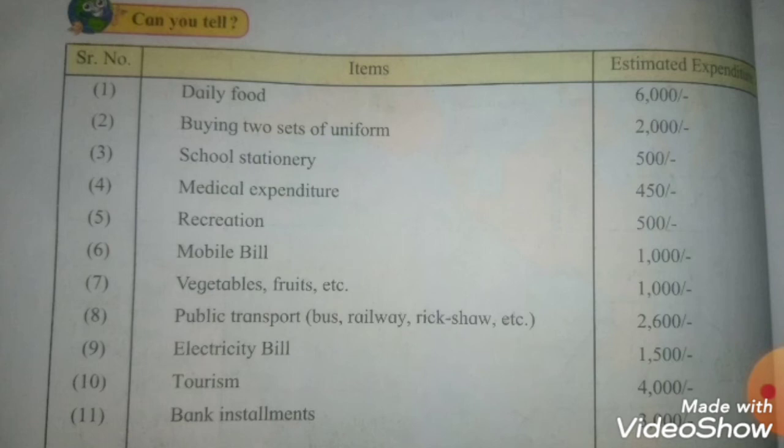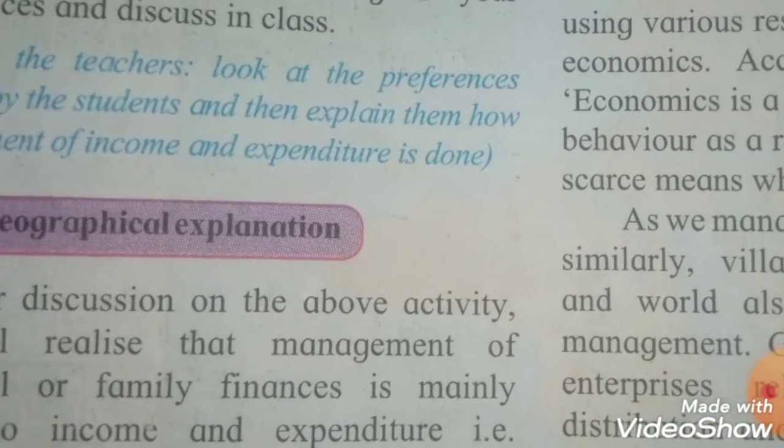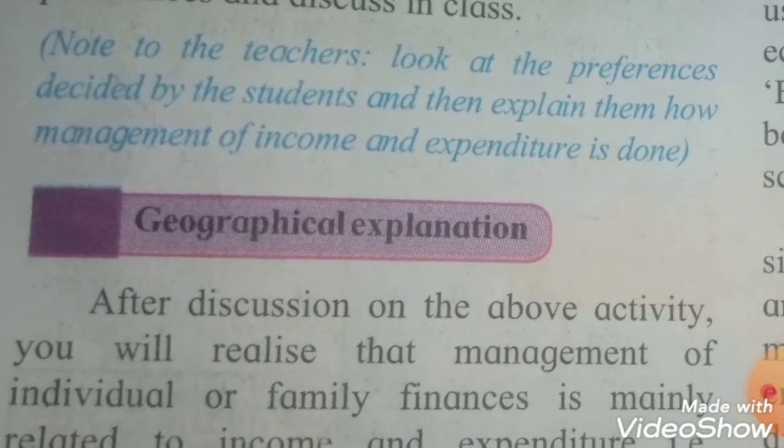Okay, now we turn to our geographical explanation. After discussion of the above activity, you will realize that management of individual or family finance is mainly related to income and expenditure. Yes, students. After this example, we come to know there is a relationship between our individual or family finance, our income, and our expenditures. We can manage it. Our income and our expenditure are related to each other. Income is the basis, so it decides how we can spend.